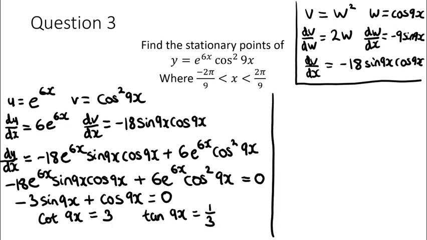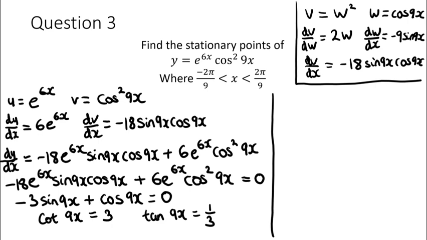Okay, I want to convert it into a problem with either sine, cos, or tan, because those are the functions that I can access on the calculator. So what started as a pretty horrendous equation to solve has now simply ended up being: solve tan 9x equals a third.